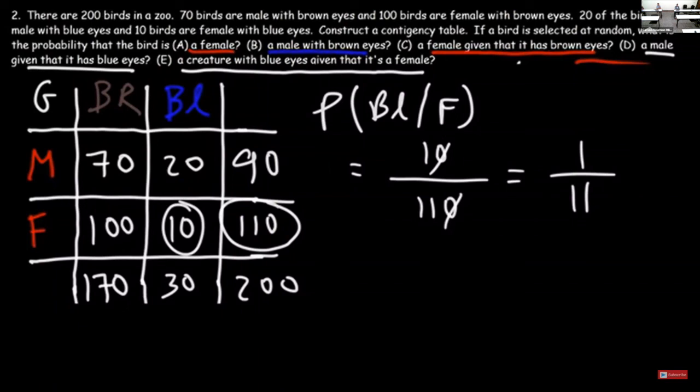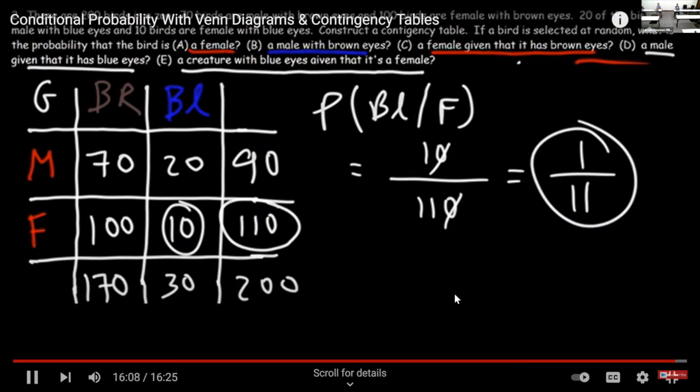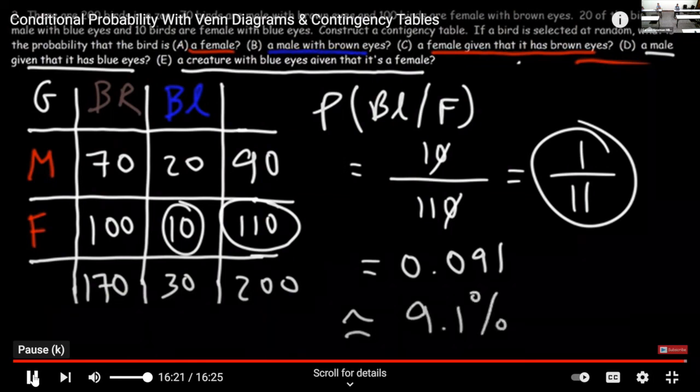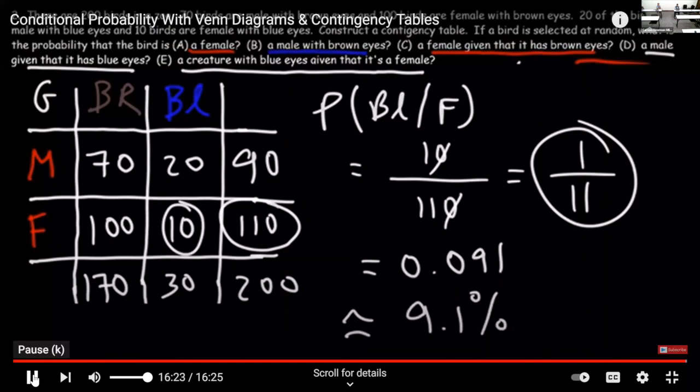And so this is it. That's all you got to do is 10 over 110, which reduces to 1 over 11. And let's turn that into a decimal value. So that's approximately 0.091 if you round it. So there's a 9.1% chance of selecting a bird with blue eyes, given that it's a female.